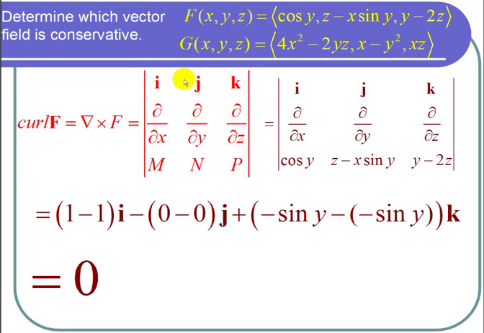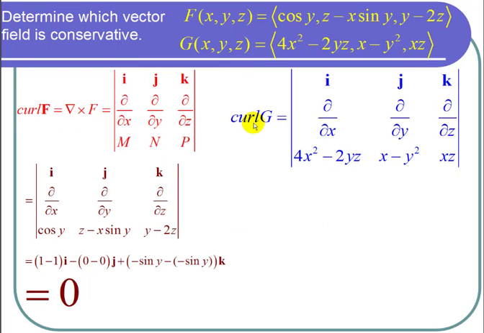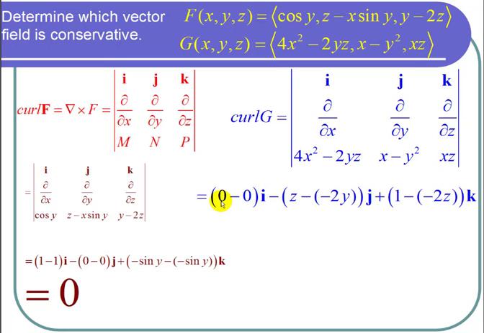So now let's find the curl of g. For the curl of g, I substitute my m, n, and p with 4x squared minus 2yz, x minus y squared, and xz into this determinant. So now let's find the determinant. For the i component, del over del y of xz is 0. Del over del z of x minus y squared is also 0. So I get 0 minus 0, i.